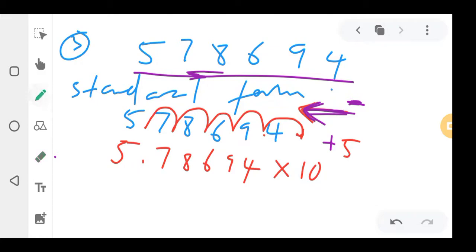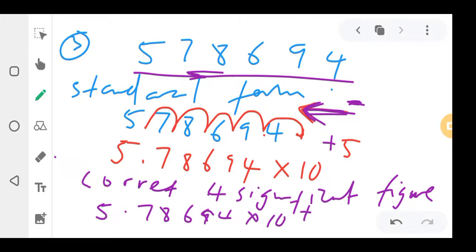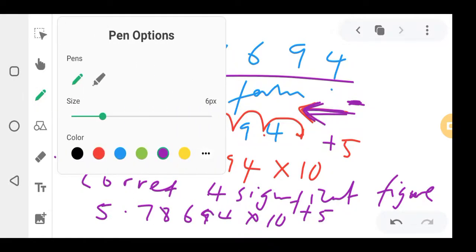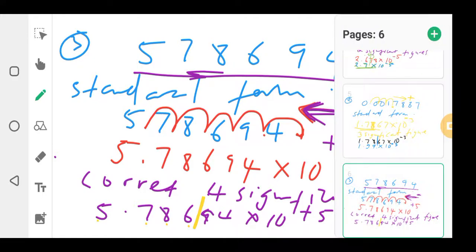Now for that question, for example, they can say correct to 4 significant figures. So that would be 5.78694 times 10 to the power positive 5. So you count how many numbers? 4, because they said 4 significant figures. So you count 1, 2, 3, 4. Then this line comes here. So for my new answer, I chop it off from there.